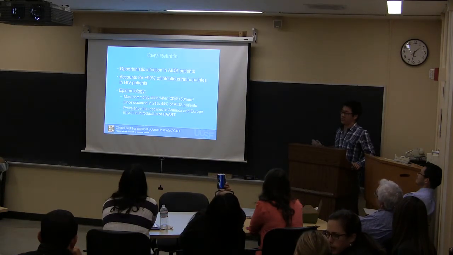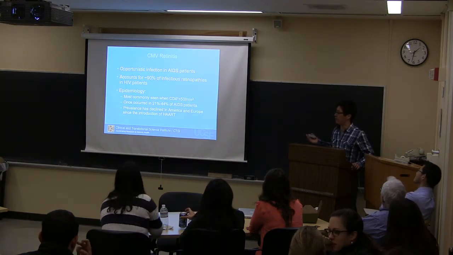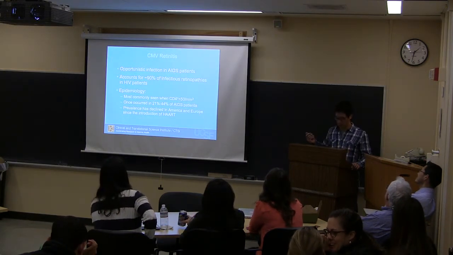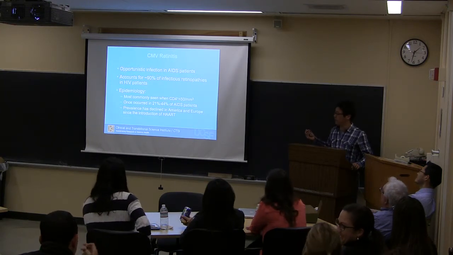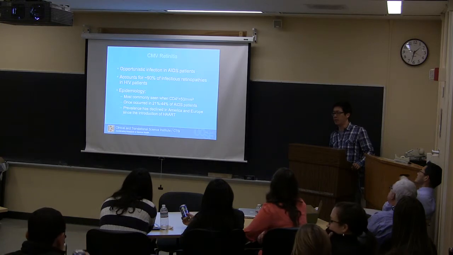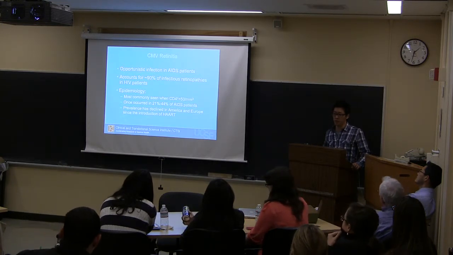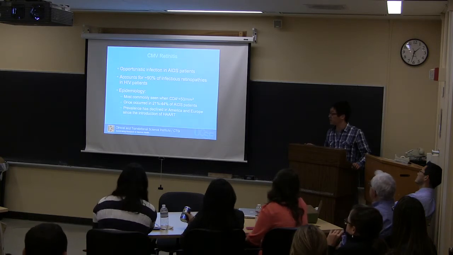So I didn't know anything about CMV retinitis before I proposed this project. It's just not something we learned about in high school. So just a little overview of what it is. CMV is an opportunistic infection. They see it in immunocompromised patients. This study will be looking at HIV patients, but it's also found in other immunocompromised patients like transplant patients.